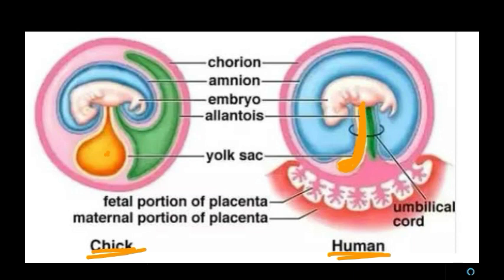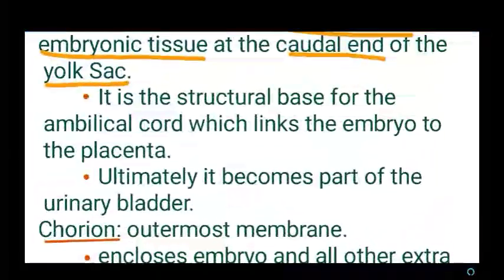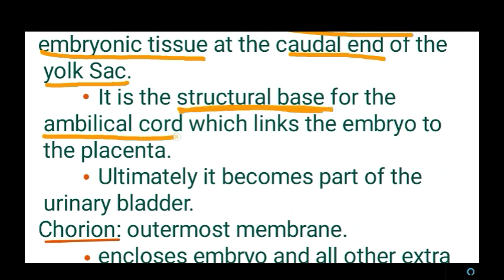Near that, this is the caudal region of the yolk sac. Near this caudal end is the allantois, this green color. This allantois arises as an outpocketing of the embryonic tissue at the caudal end of the yolk sac. These two tissues together form the umbilical cord. So this allantois is the structural base for the umbilical cord.